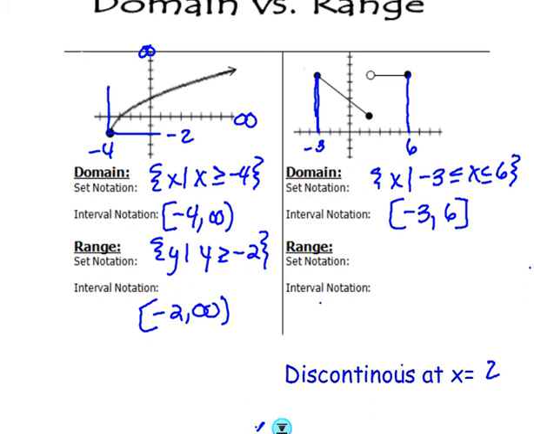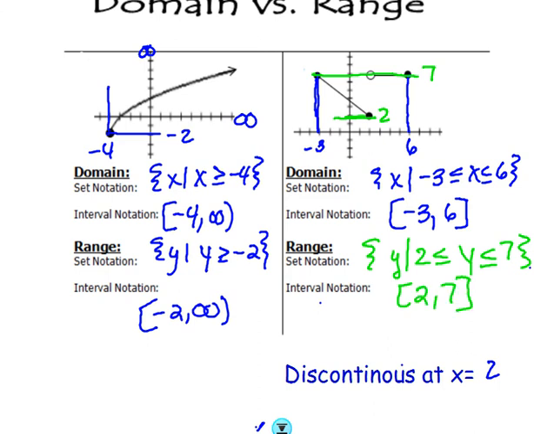Alright, range. Let's look at our range. It starts here at 2 and continues up to 3, 4, 5, 6, 7. So our y is between 2 and 7, and we include both. So finally, like I said, in interval notation, we're between 2 and 7.